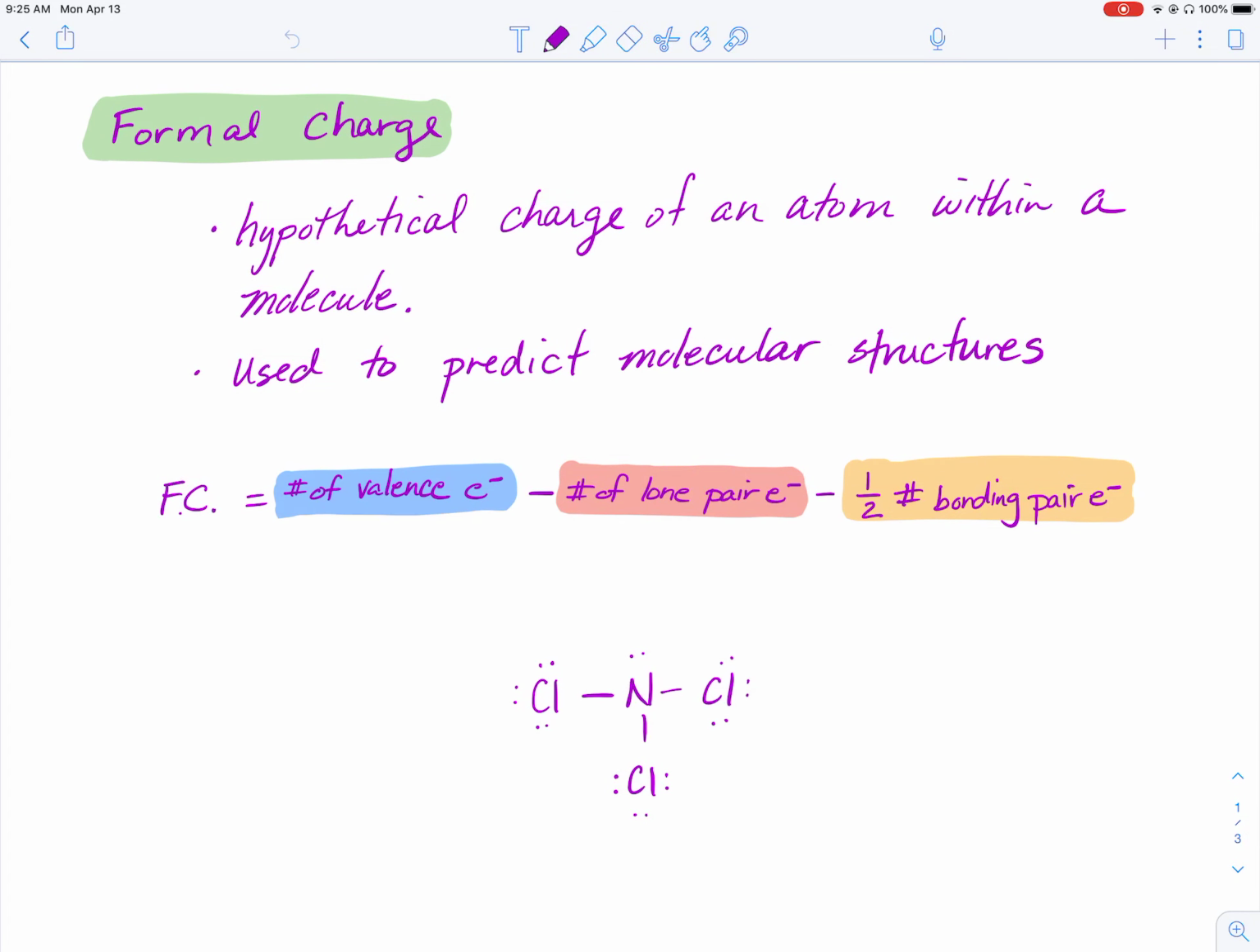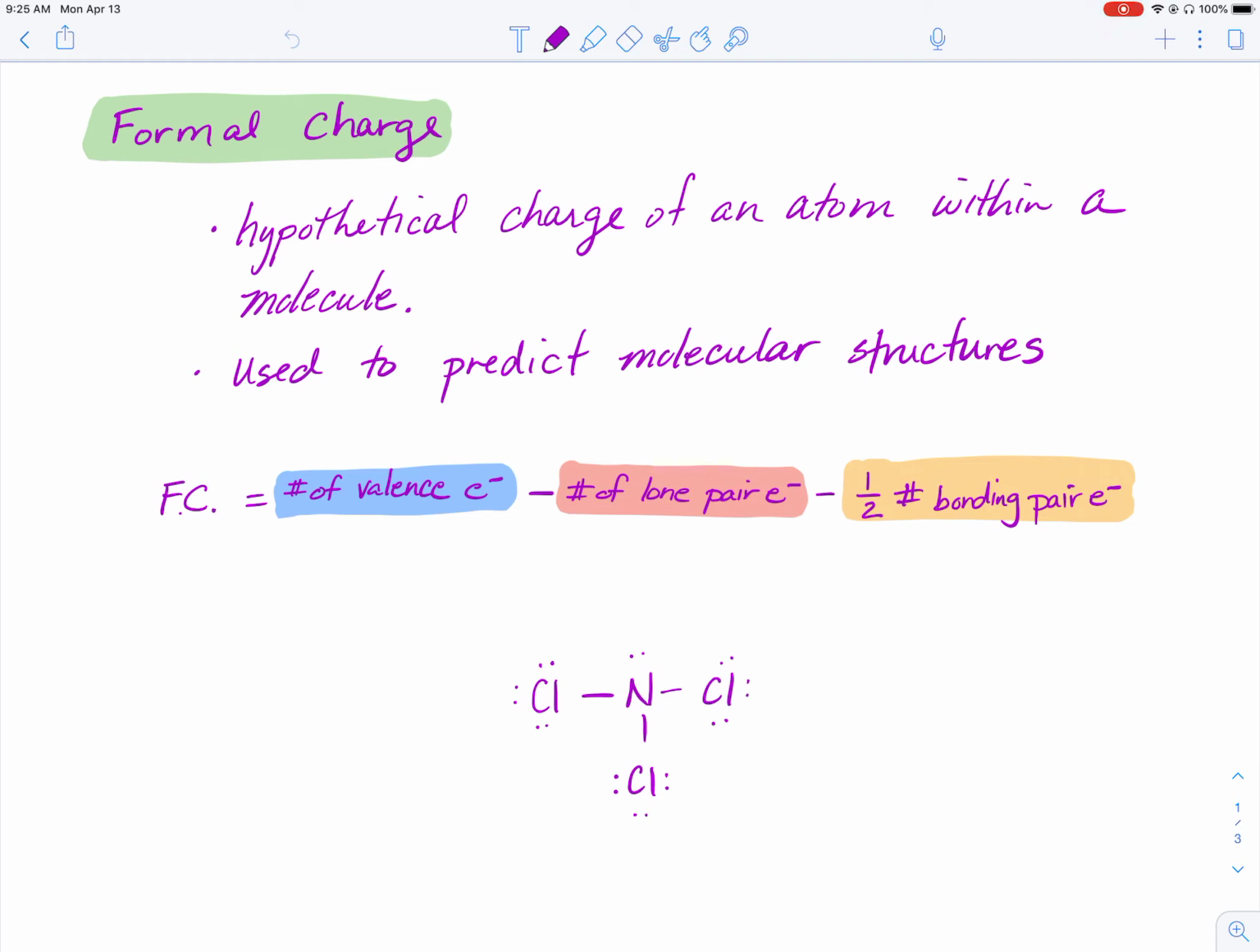So in this video, we're going to look at formal charge. Formal charge is essentially a hypothetical charge on an atom within a molecule, and it's used to predict the molecular structure when you have multiple options of the ways that the atoms can be built together. So how do you actually calculate formal charge?